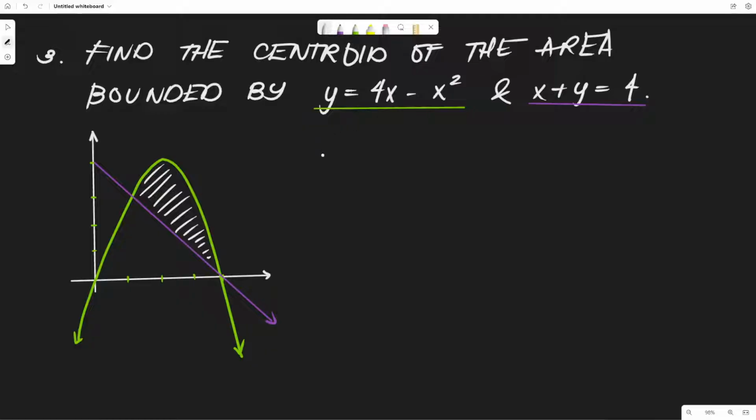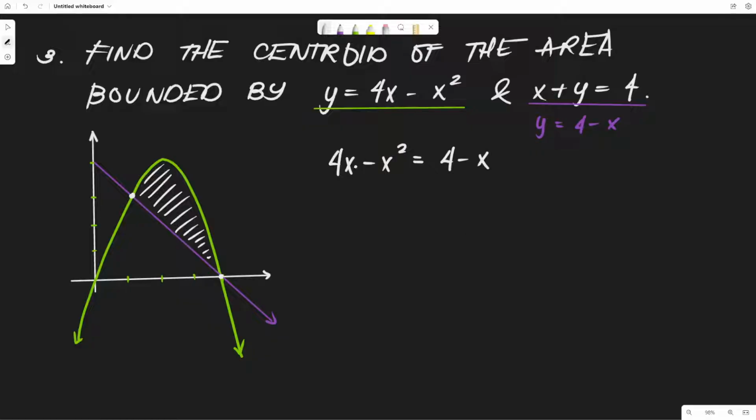Okay, so for the area, no, so we need to, by the way, before we go with the area, we need to find the intersections first. No? For the intersections, so we will equate, no, yung dalawa nating y. This equation can be expressed as y is equal to 4 minus x. So ito yung gagawin natin. So we have 4x minus x squared is equal to 4 minus x.